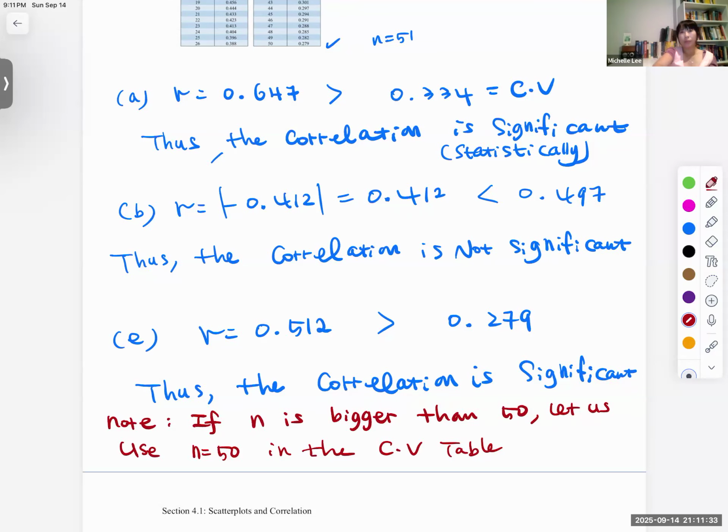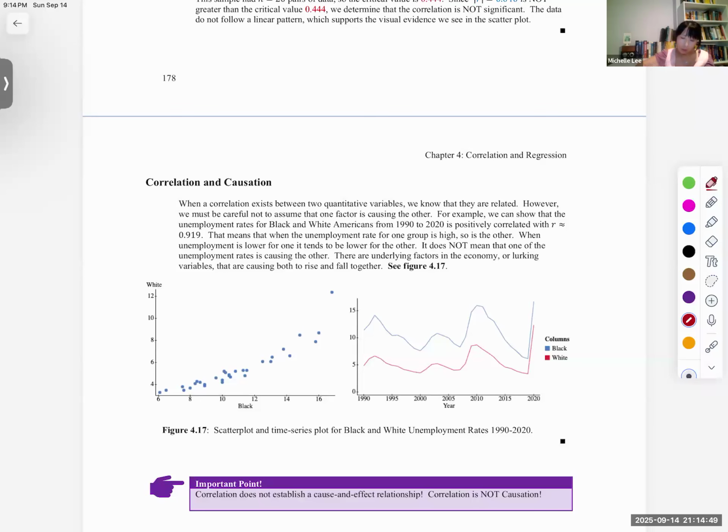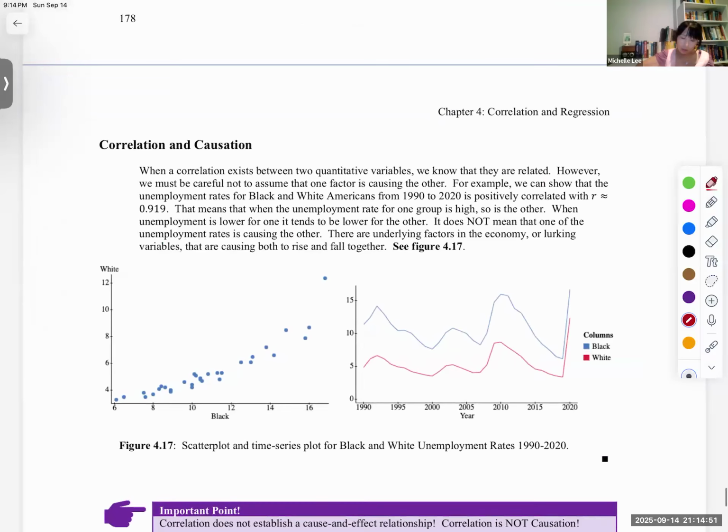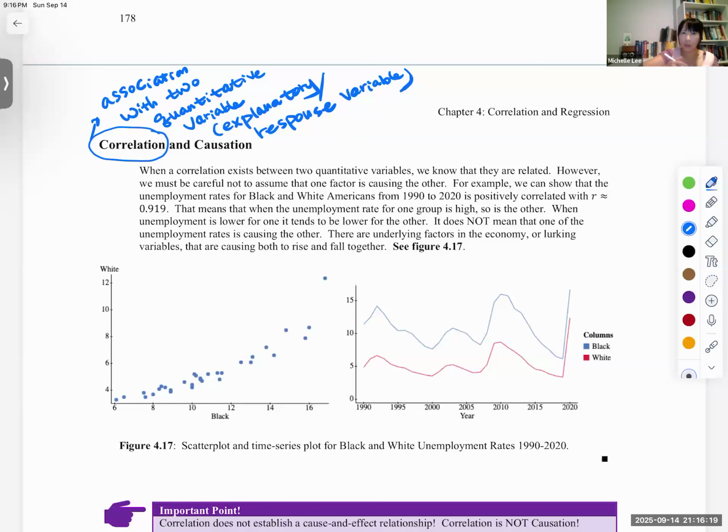All right. Okay. So now we have correlation and causation. We talked earlier, right? In the beginning. So correlation, we have explanatory variable and the response variable. And then what is the definition of a correlation? Correlation is association, right? Association with two quantitative variables, right? So let me write down. All right, I wrote down here.